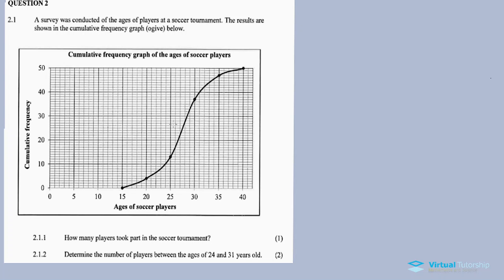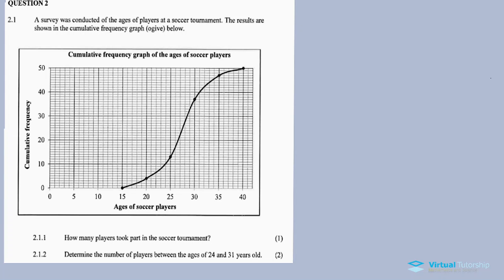So now I have question 2. You read it this way: 2.1, a survey was conducted of the ages of players at the soccer tournament. The results are shown in the cumulative frequency graph or the OGIVE given below. Okay, now our OGIVE. On the y-axis we have cumulative frequency, on the x-axis we have the ages of soccer players, right? And then 2.1.1, how many players took part in the tournament.